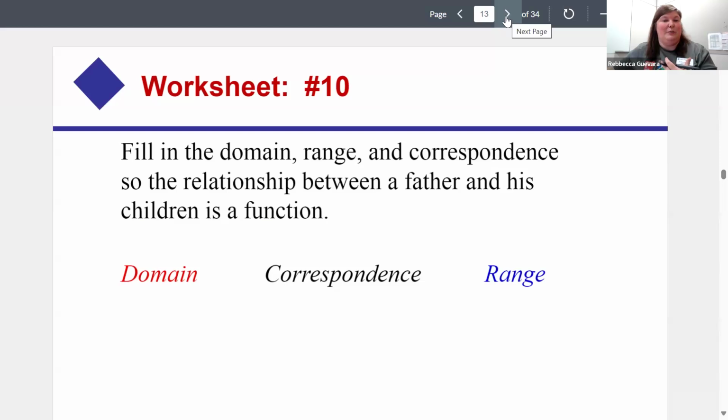So the relationship between a father and his children is considered a function. So what you're deciding here is, is the father the domain or is the father the range? Are the children the domain? Are the children the range? Which way do I have to make this so this stays a function? So I'll give you a few minutes to think about it. Don't worry if you can't get it. These are just thinking problems.